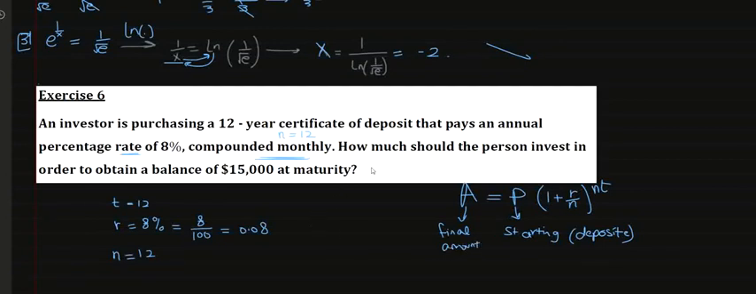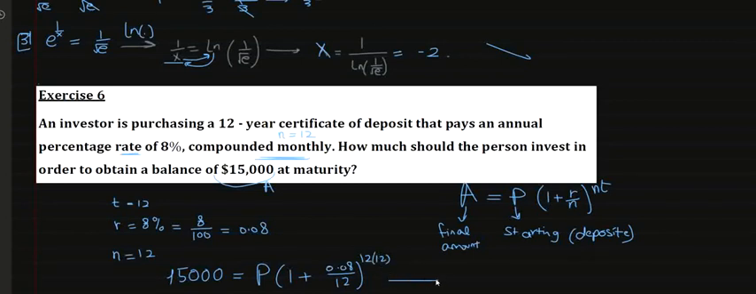Okay, so we need to know how much the person should invest in the beginning in order to obtain a balance of that amount at maturity, at the end. So of course it's obvious that that is the A amount. So by direct substitution, we have A as 15,000 equal to P, which we are required to find, times 1 plus R, which is given as 0.08, over n, which is given as 12 in an indirect way when it says compounded monthly, to the power of 12 times T, which is given as 12 years.